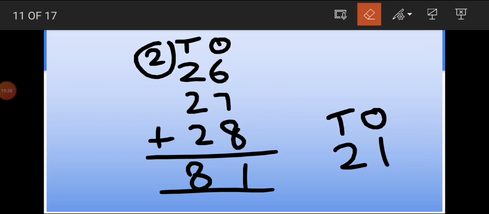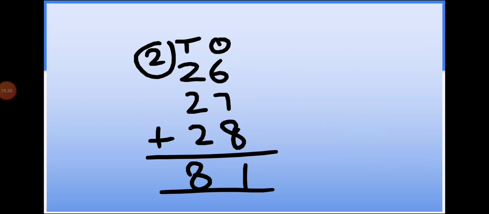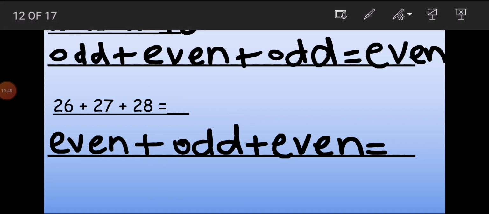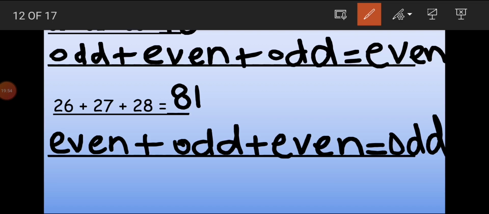Now check out, is 81 even or odd? When we add even, odd and even, what is the answer? Look at the ones place. The digit on the ones place is 1 and 1 is an odd number. The numbers ending on 1, 3, 5, 7, 9 are odd numbers. So this number 81 is ending on 1. So it means it's an odd number. So we will write our answer here, 81, and in the answer we write odd.